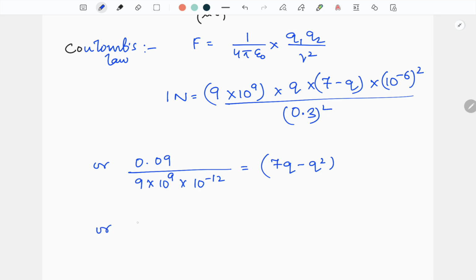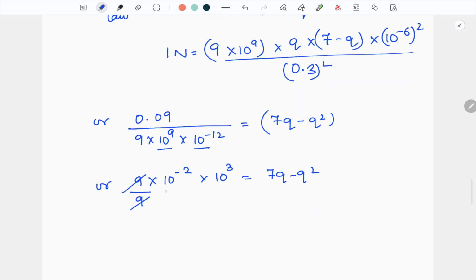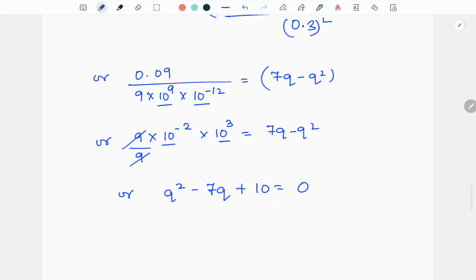So let me solve this. This becomes 9 into 10 to the power minus 2. This 9 and minus 12 become minus 3. It will go up, it will become plus 3 upon 10. This 2 will cancel, and this 7q minus q square, and here I think it will become 10. So let us bring everything on the LHS side, it becomes q square minus 7q plus 10 equal to 0.